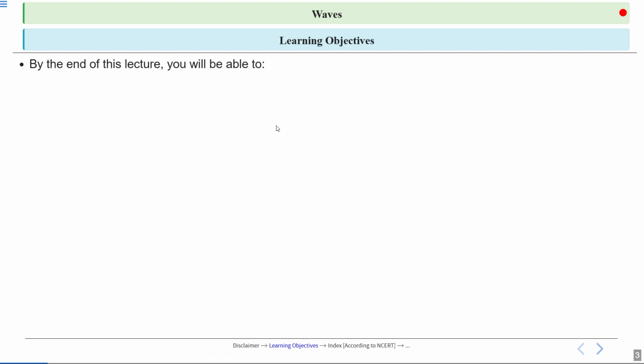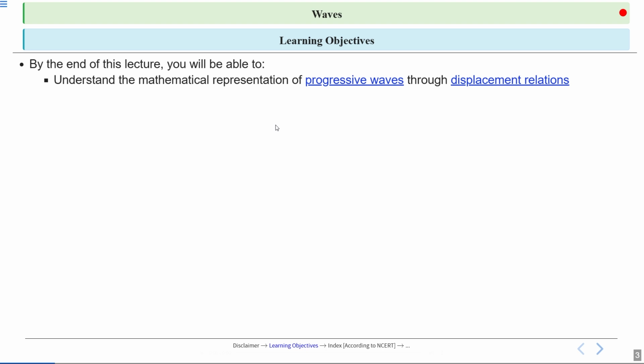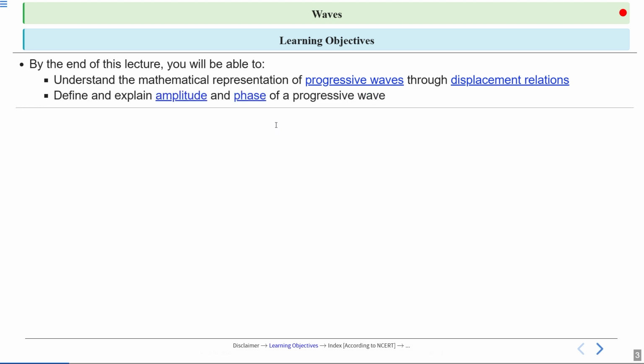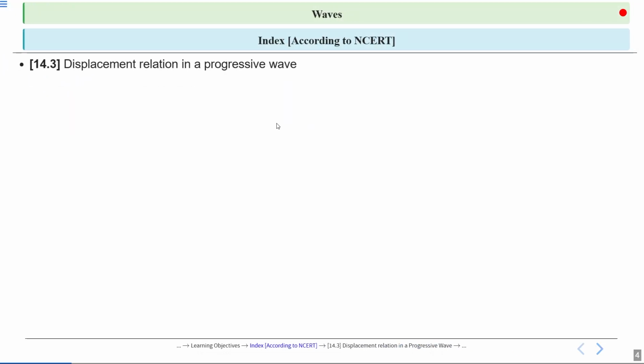Learning objectives. By the end of this lecture you will be able to understand the mathematical representation of progressive waves through displacement relations, and define or explain amplitude and phase of a progressive wave. So, in today's lecture, we will cover first 14.3 displacement relation in a progressive wave. Then 14.3.1 amplitude and phase.